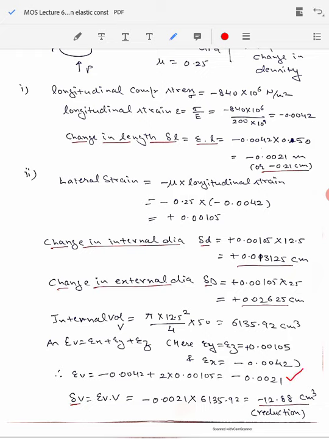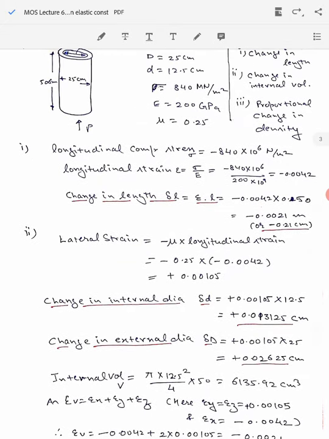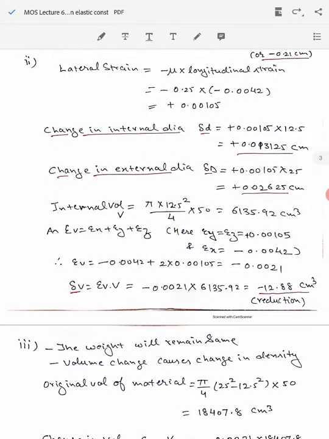Okay. Now in order to calculate the change in the internal volume, we need to multiply this volumetric strain value with the internal volume of the cylinder. If you multiply it with the internal volume of the cylinder, you will finally get a reduction in the volume, which is minus 12.88 centimeter cube. Now in the third part, we need to calculate the proportional change in the density.